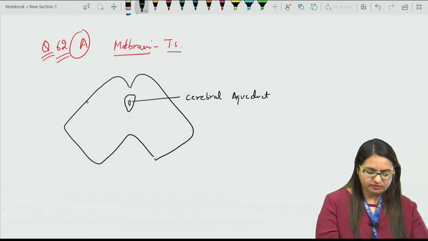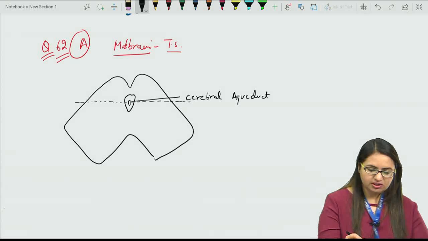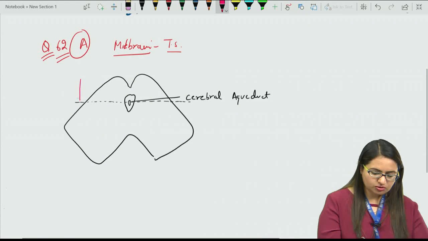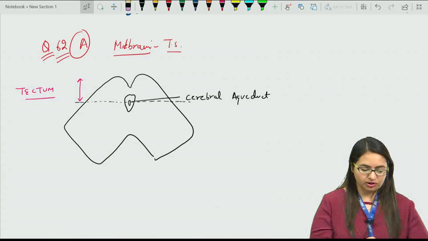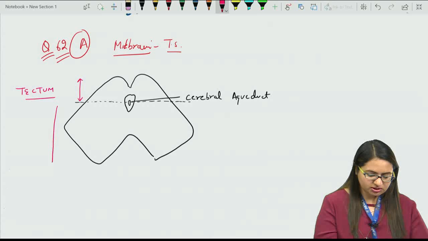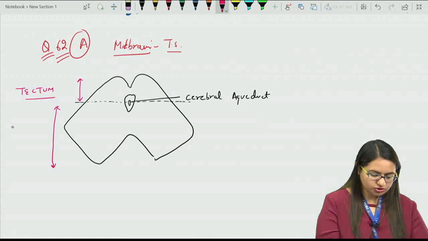The portion of the midbrain which is present dorsal to it, this whole portion, is the tectum. This tectum portion includes the superior and the inferior colliculi. Then the portion which is ventral to this whole portion is the cerebral peduncle.